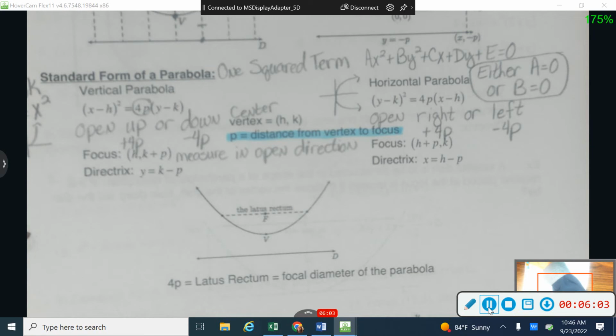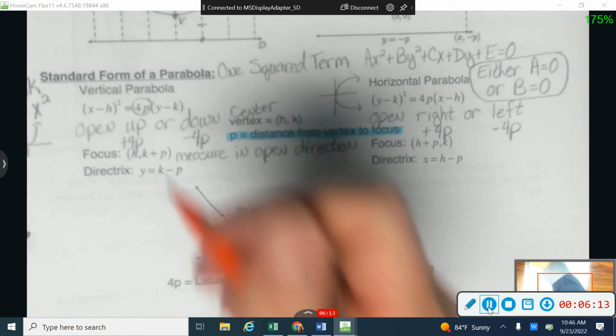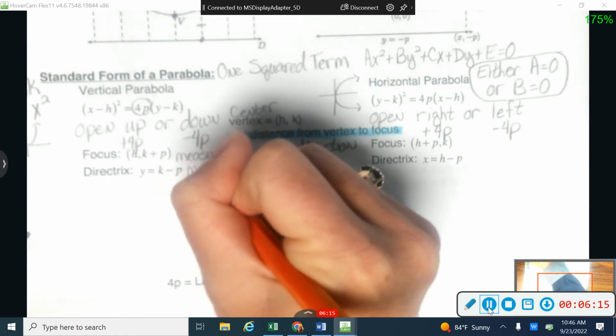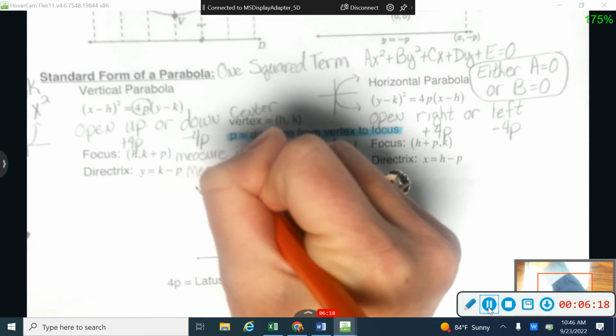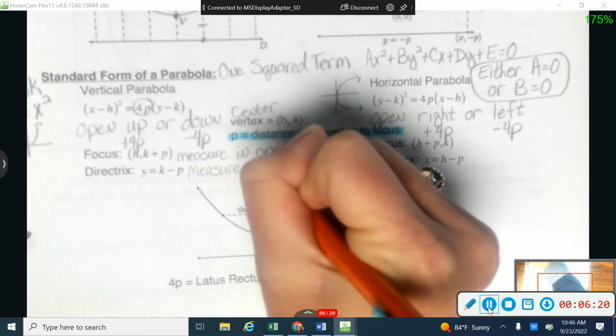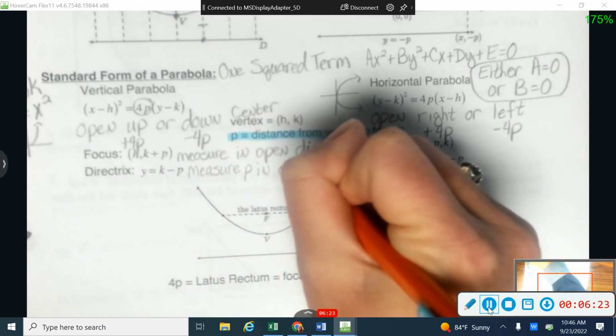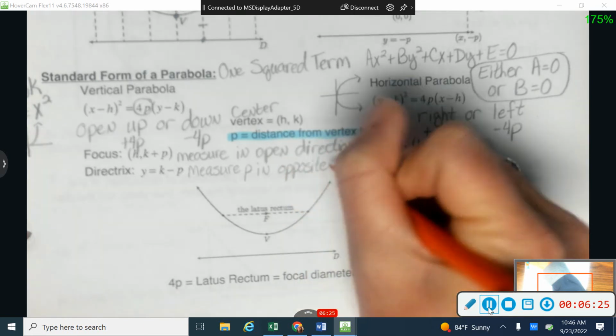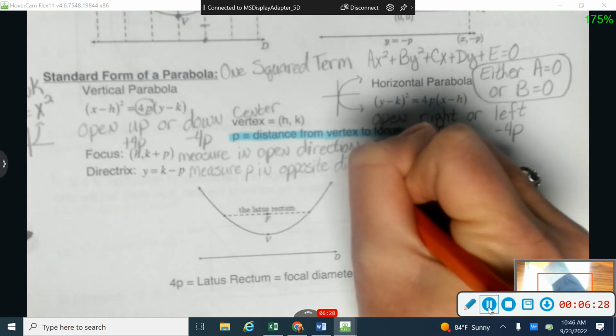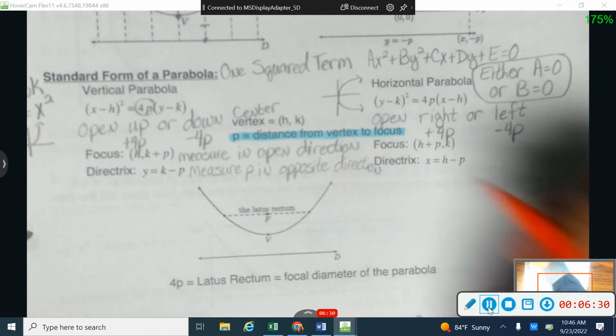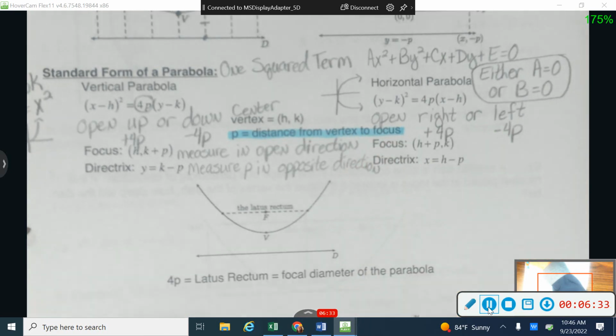Okay, then we're going to have a directrix. So in this one, here's my vertex, here's my focus, they are points, and then I'm going to have this line that's a directrix. And I'm going to measure the same amount, so p, in the opposite direction. For example, and again I'll show you one of these in just a minute in drawing form, if I went up to find the focus, I'm going to go down to find the directrix.